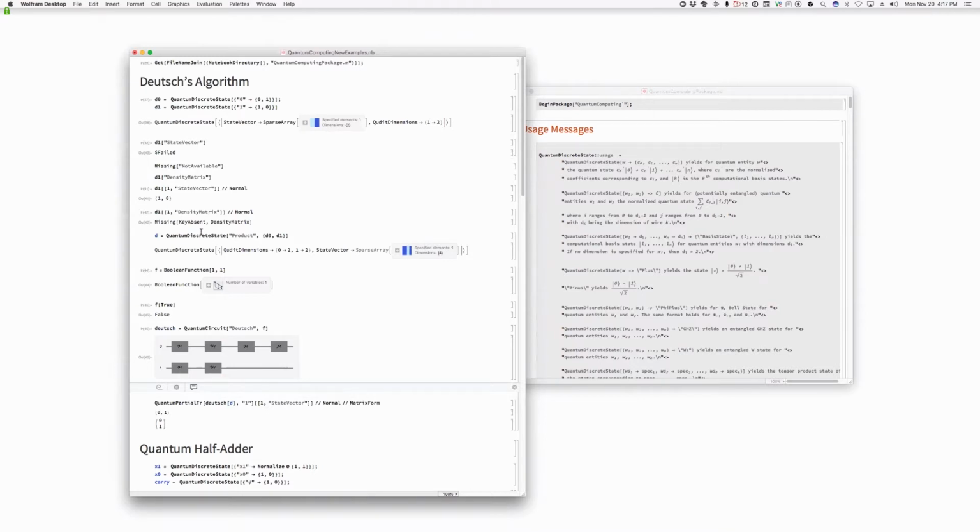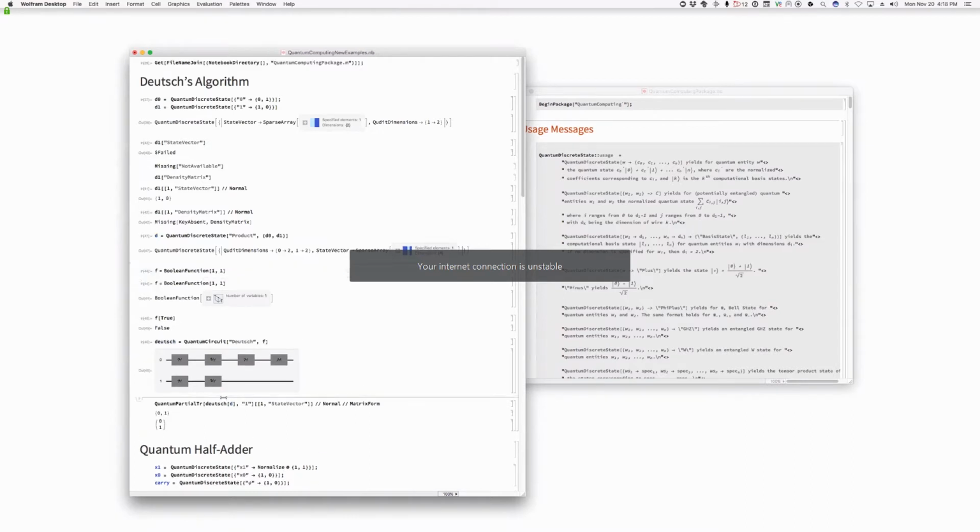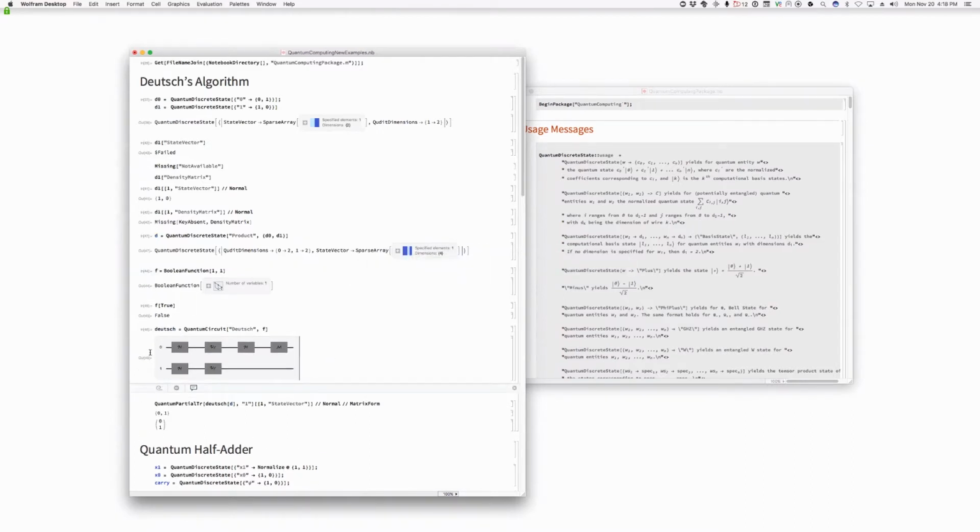So can I take this thing, whatever it is, and apply it? Yes, I can apply it. Yes. So I applied it to your state. It was a product. Okay, so let's just do that.